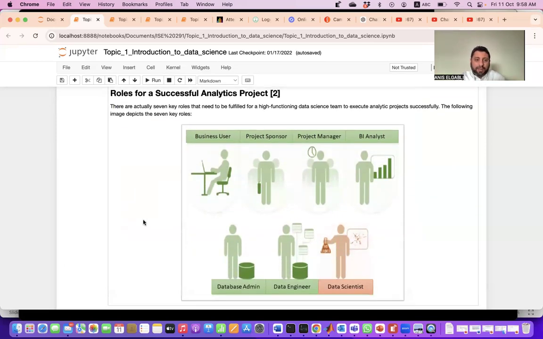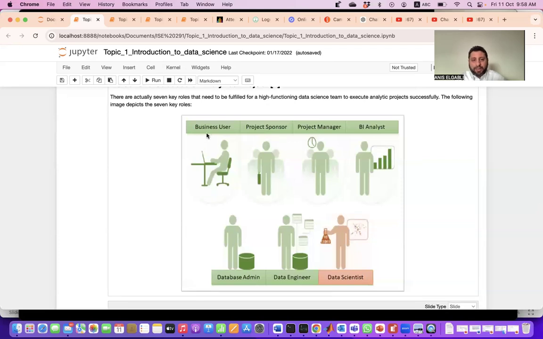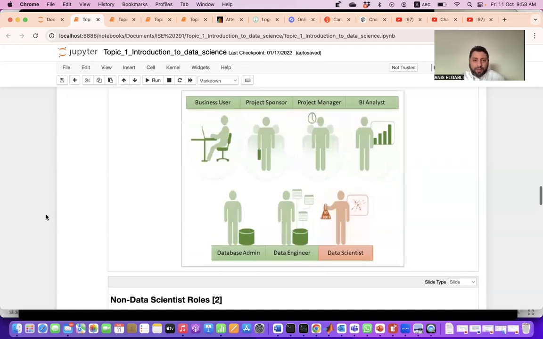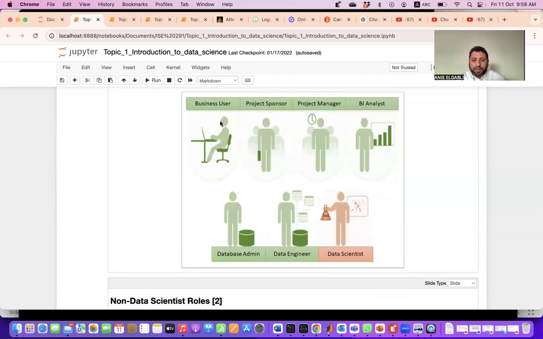So in any successful analytics project, there are 7 roles, okay? There's the business user, the project sponsor, the project manager, the business intelligence analyst, the database administrator, the data engineer, and the data scientist, okay? So what's the role of every one of them? The business user is the one who has the domain knowledge and benefits from the outcome of the project. So as the name indicates, he is the user of the final product, okay?